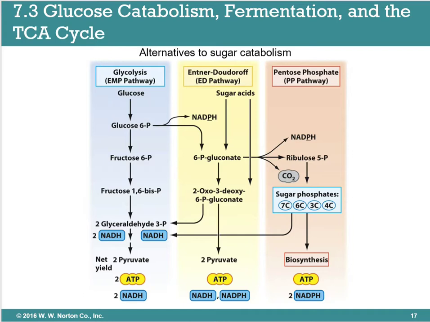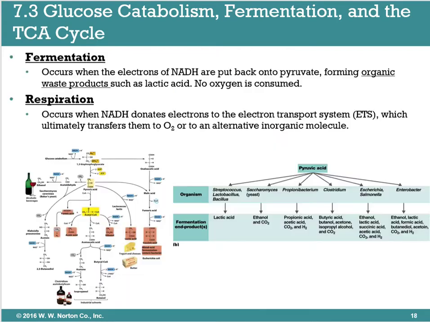Okay, now that's glycolysis. Now, if they can't do glycolysis, then they do something called fermentation. Fermentation will occur whenever electrons of NADH are put back into the pyruvate. So it kind of just cycles back. And then what happens is that they form an organic waste product called lactic acid. And also with fermentation, no oxygen is consumed. So that means that it's an anaerobic environment.